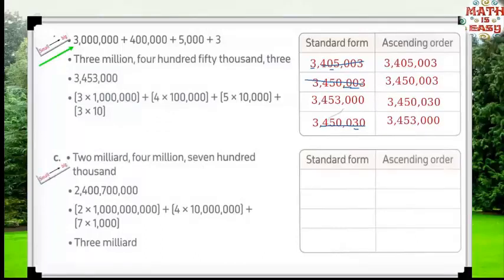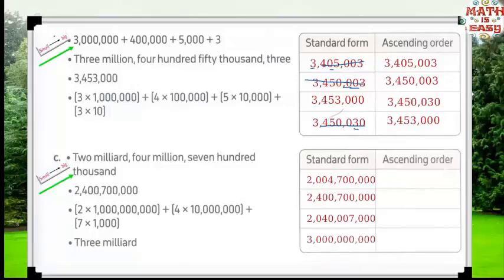Second one, C: 2 million. Write all the numbers in standard form, and we will search for the smallest number. 2,400,700,000. Next number in standard form, the third number: 2 milliard 40 million 7,000. Last number: 3 milliard. If we see here, all numbers have 4 periods and 2, 2, 2 in the milliards place, and here we have 3. This number is at the end, because this is the biggest number.